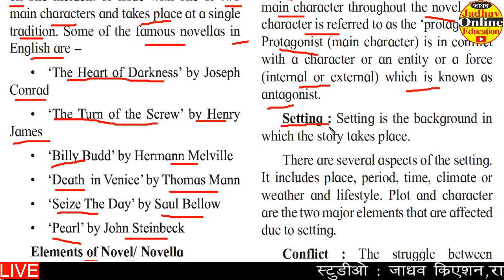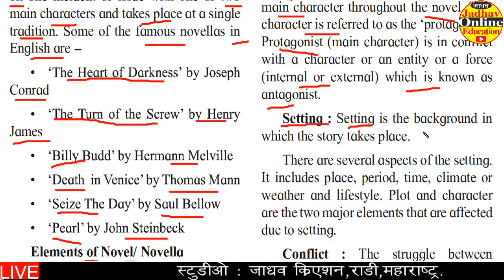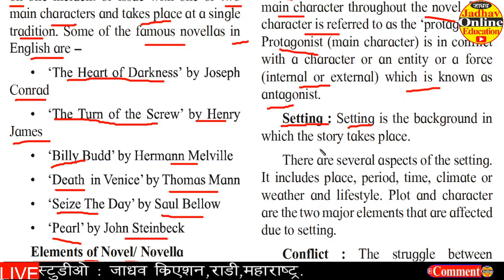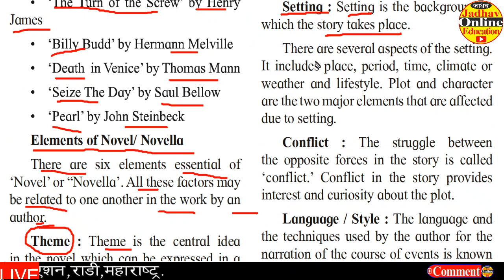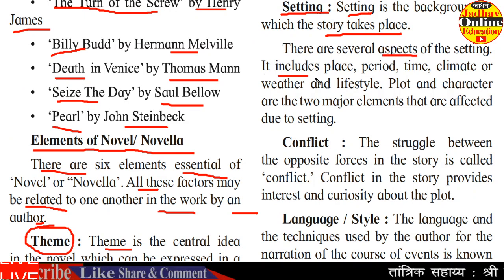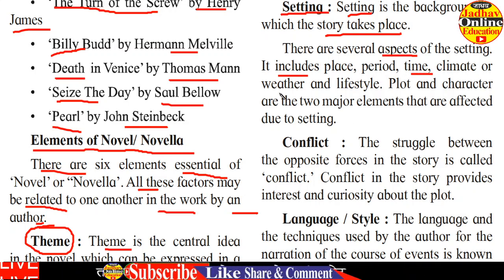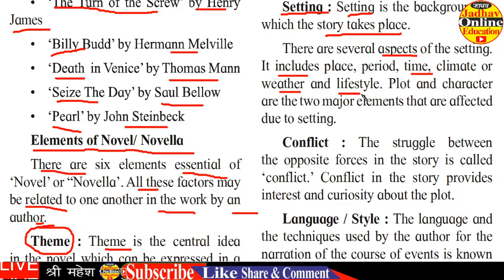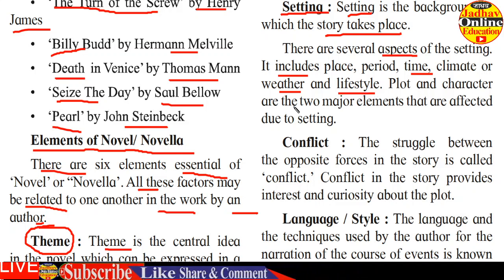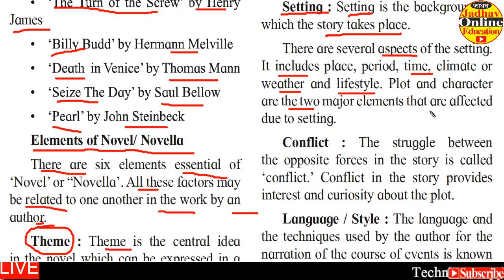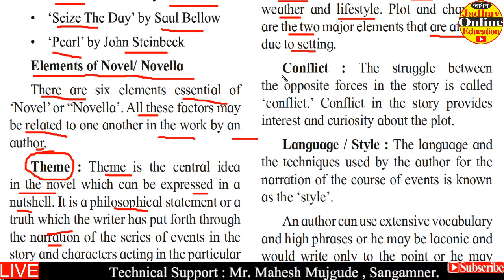Another element of the novel is setting. Setting is the background in which the story takes place. There are several aspects in the setting. It includes place, period, time, climate or weather, and lifestyle. Plot and characters are the two major elements that are affected due to setting.